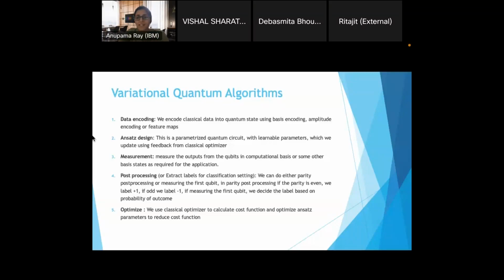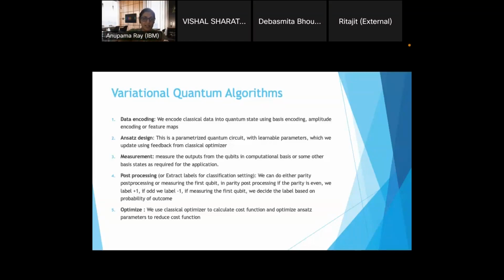Now, why is it called a variational quantum algorithm? I'll not go into the math right off, but maybe I should first explain why they are called hybrid algorithms. They are called hybrid because a part of it is going to run on a quantum processor, and a part of it is going to run on classical hardware.